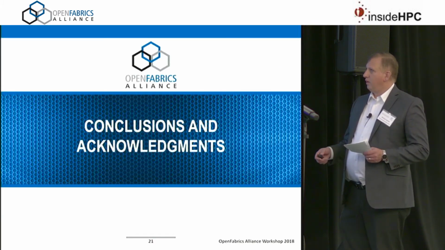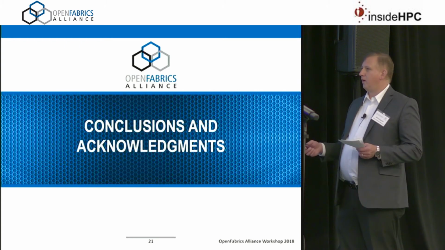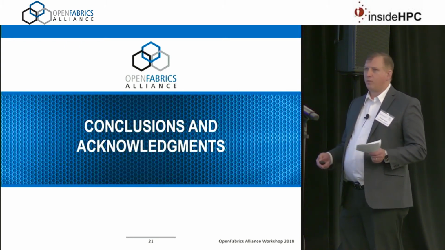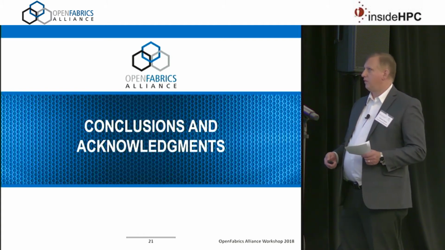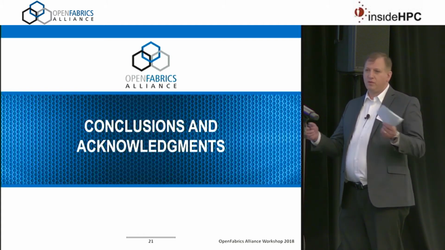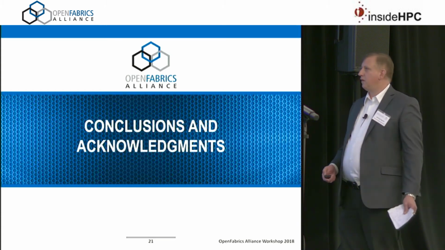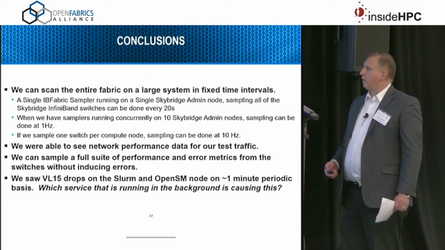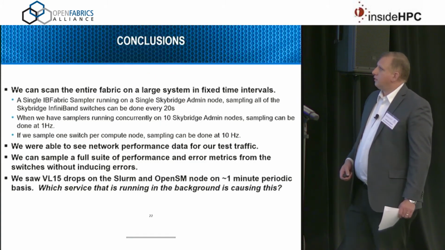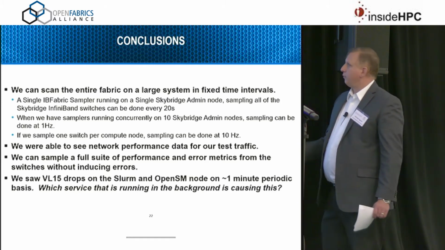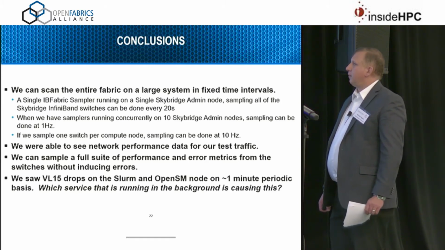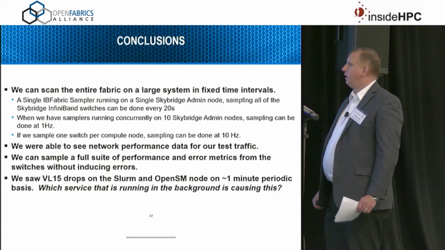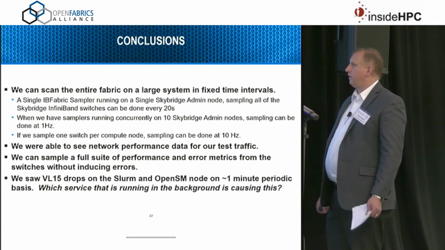So, in conclusion, we're able now to find events happening, and we're able to drill down and see fine details, expand out and see trends, and we're expecting that we'll learn a lot more as we go forward. The sampling we can do every 20 seconds. With 10 nodes, we can do it at a 1 hertz frequency. If we have one sampler, it can be done at a 10-second frequency.